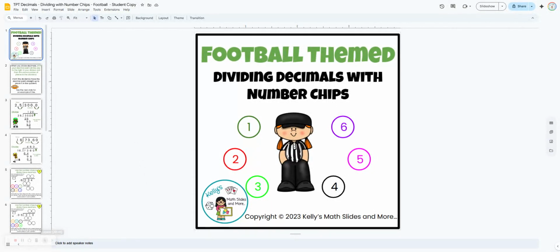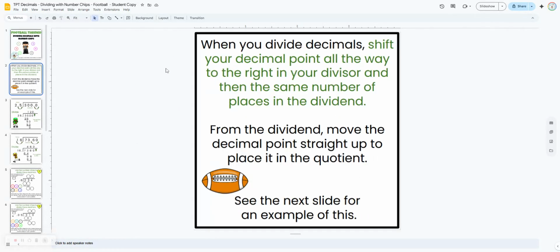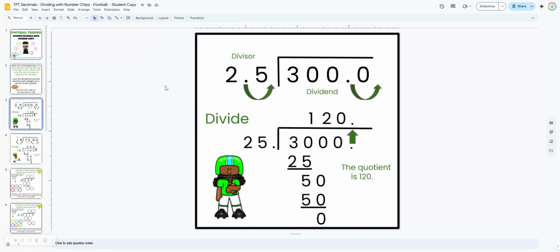Dividing decimals using number chips. This is a digital lesson, and this one is football themed. So the lesson starts with explaining to the students how to shift the decimal point in your division, and then the next slide shows how that's done.